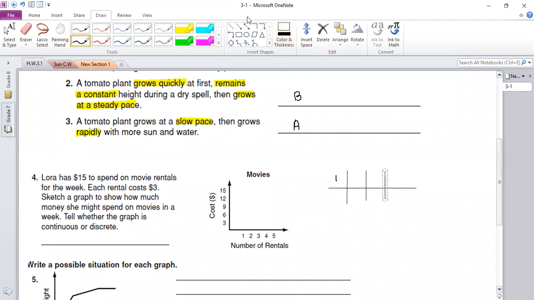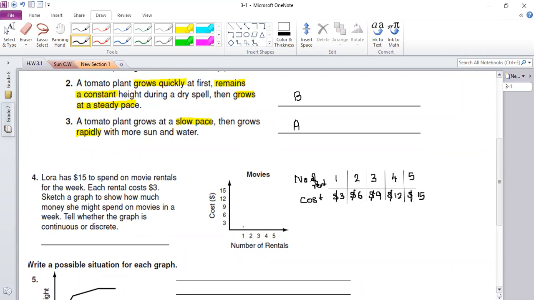Not necessary that you need to draw, but because the explanation has to be more clear, I'm drawing this table for you. So we have 1, 2, 3, 4, 5. So these are the number of rentals, and the cost for each rental is $3. So for one movie, it's $3, right? Each rental costs $3. So if for 1 it's 3, for 2 it's going to be 6. For 3 it's going to be $9. Then for 4, it's going to be $12, and for 5, it's going to be $15.